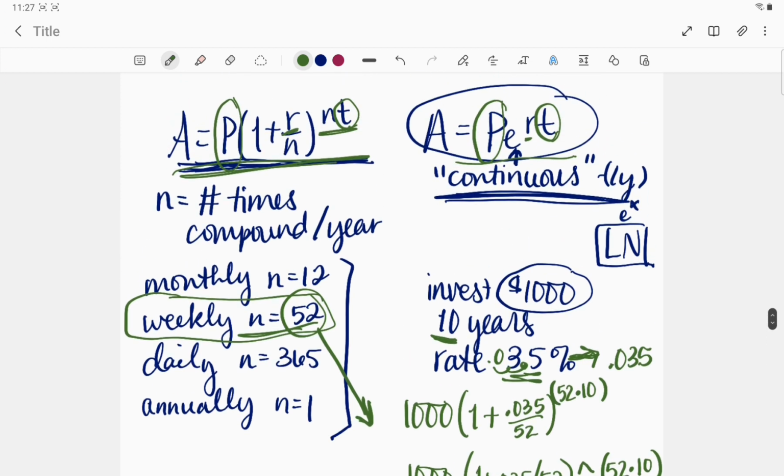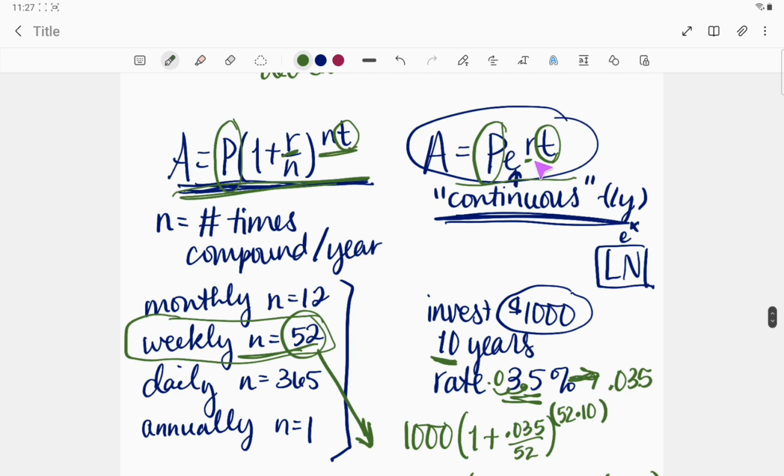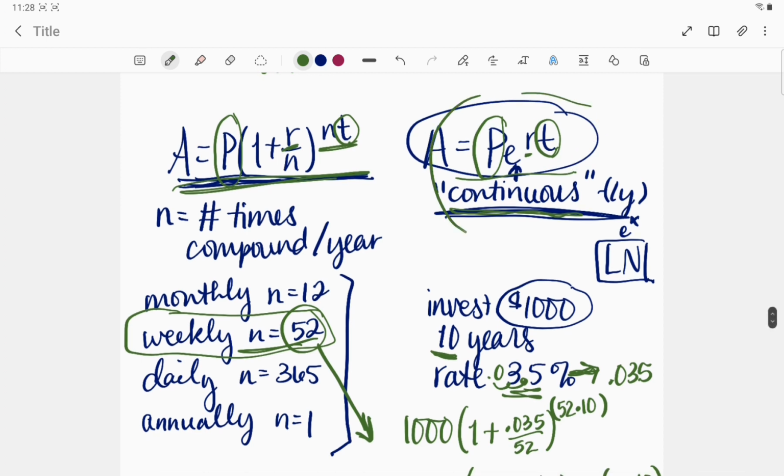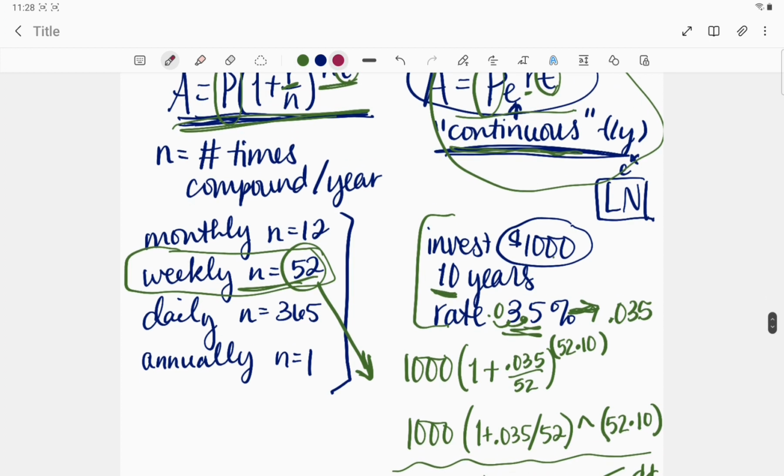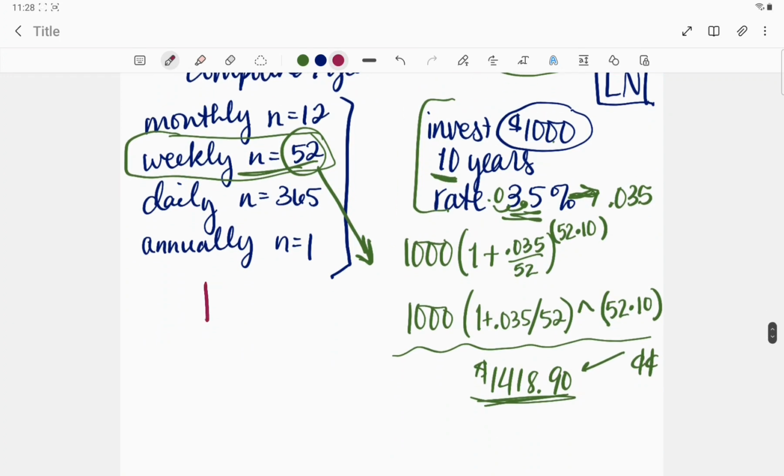So again, the only time you would use this other P times E to the RT formula would be specifically if they said compounded continuously. So let's use our same values, 10 years, same rate, but investing compounding continuously. So we would do P times E to the R times T. So $1,000 times E to the X power, 0.035 times T. So again, this formula is a little different. It's R times T. There's no N. We don't need it. The E takes care of that.